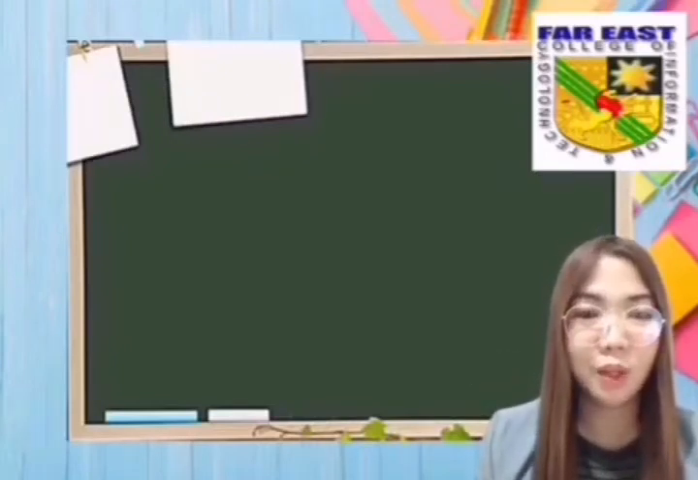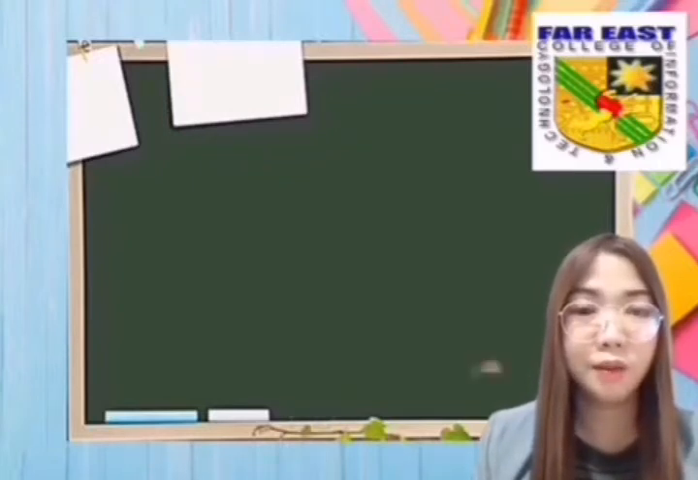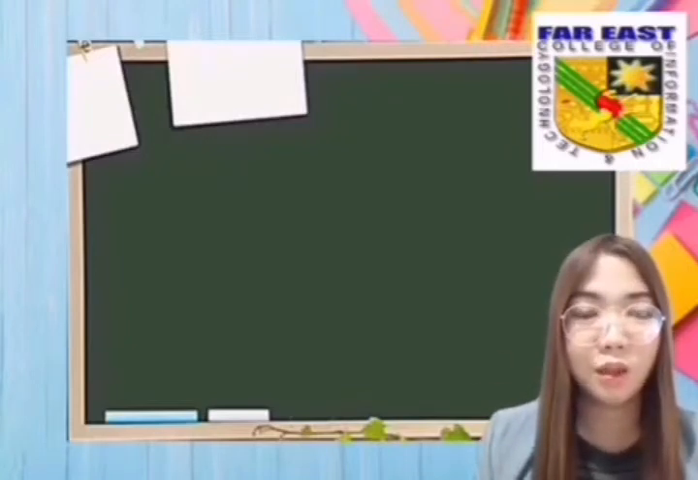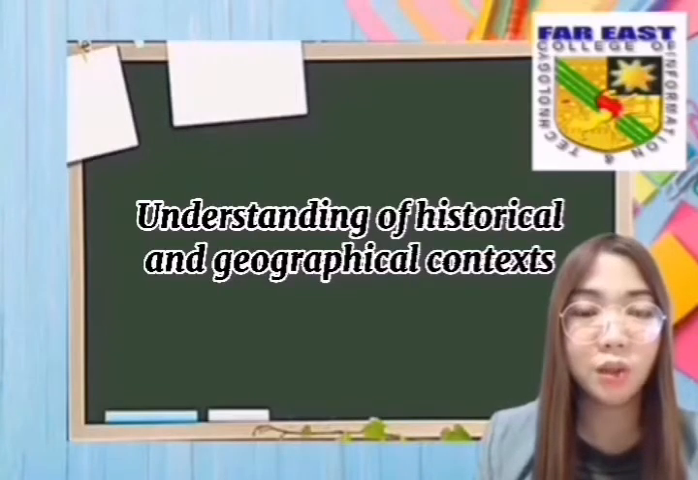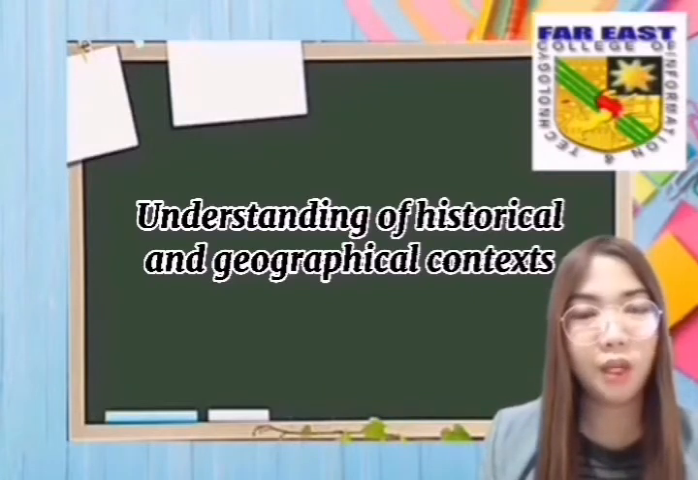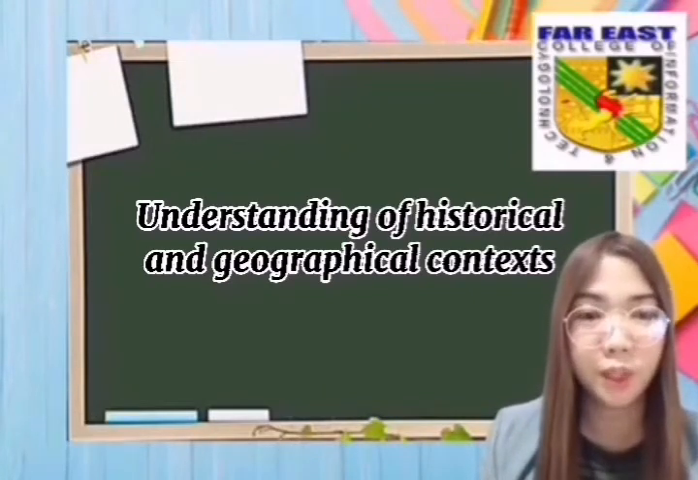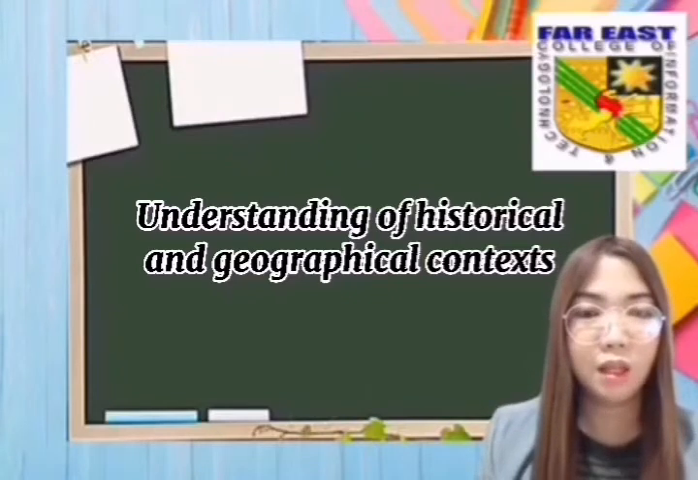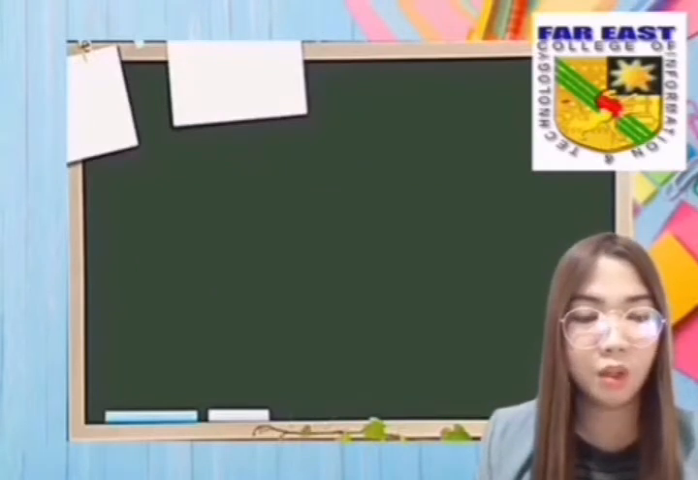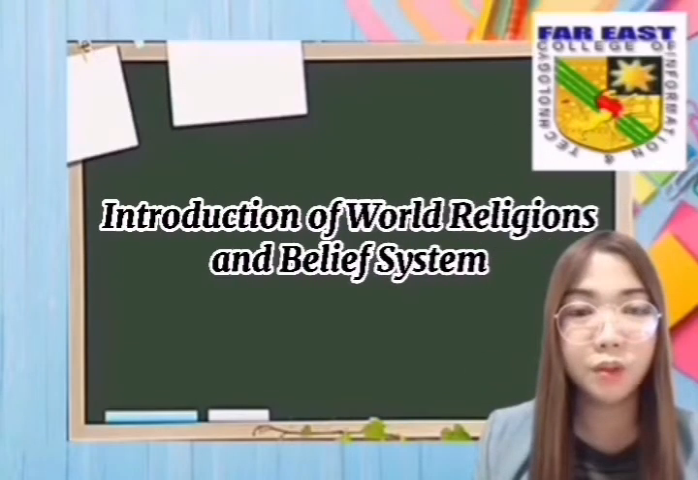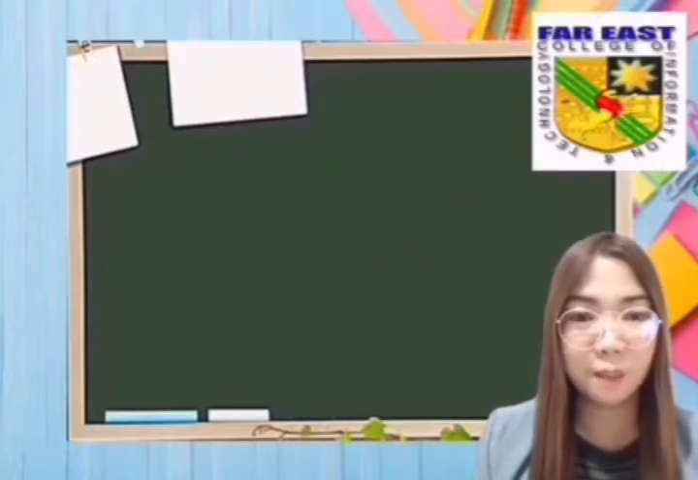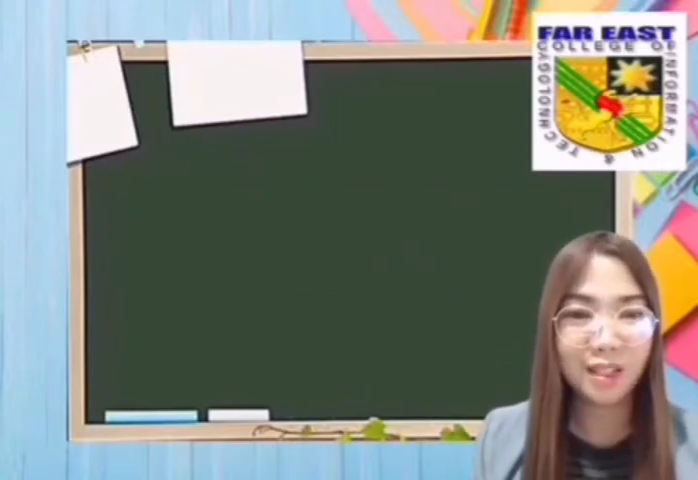So, this is a continuation of our quarter 1 first lesson. We are done with our first lesson. This is the second lesson for quarter 1, and our topic for today is understanding of historical and geographical context. We are talking about the geography of the different countries and, of course, their beliefs, because in our subject, if you still remember, it is the introduction to world religions and belief systems.